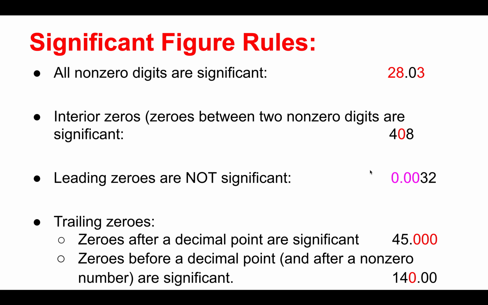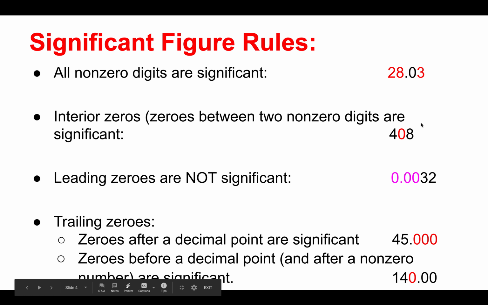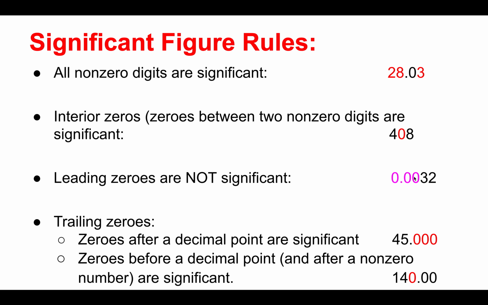Trailing zeros after a decimal place are significant. So that 0, that 0, and that 0 are significant, okay? Zeros before a decimal point, and after a non-zero number, are significant. So that 0 is significant. But keep in mind, these leading zeros are not significant. So under these rules, the only numbers that are not significant are these leading zeros.